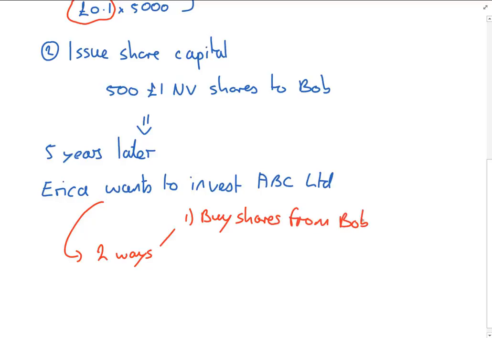When Erica spoke to Bob, Bob was happy to sell a few of his shares in the company. Over the 3 years, the company had been successful and made profits, and therefore Bob has said that he would be willing to sell some of his shares at, say, £3.50 each. Now, if Erica bought shares from Bob, this would be a private transaction between 2 individuals. The company, ABC Limited, wouldn't receive anything.